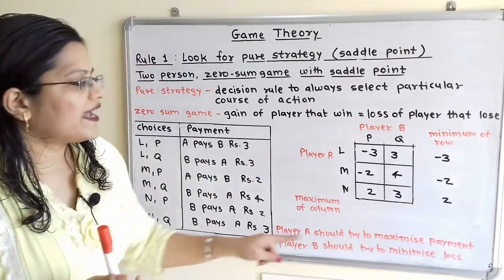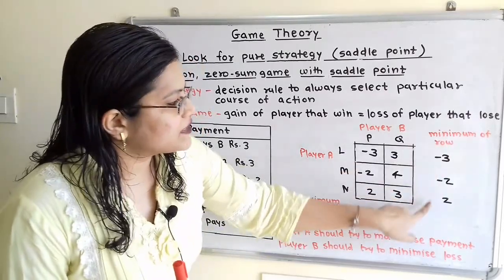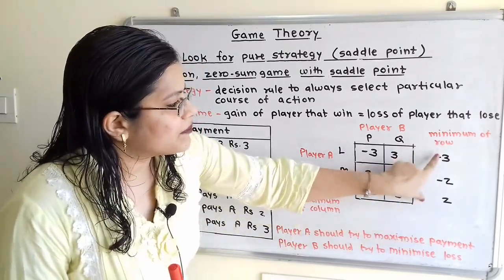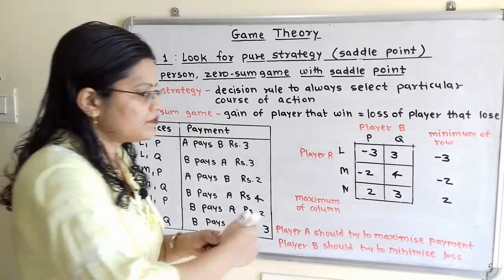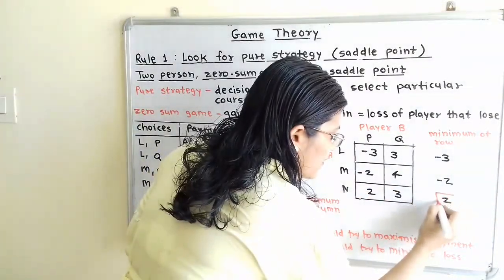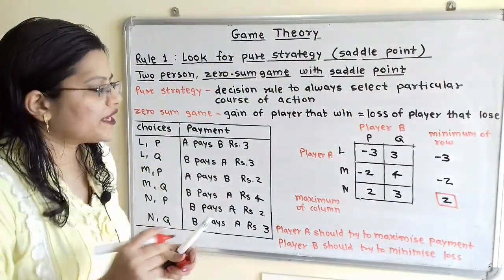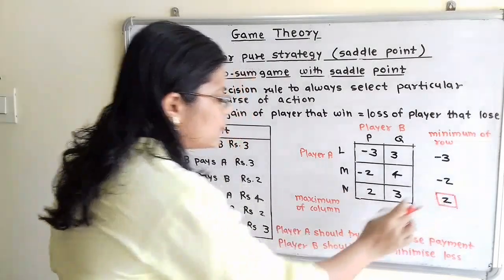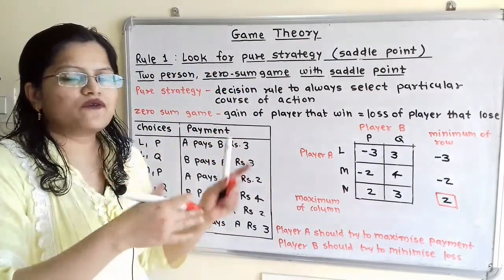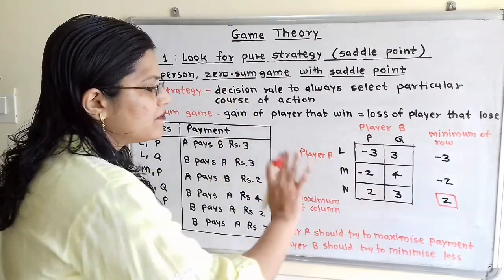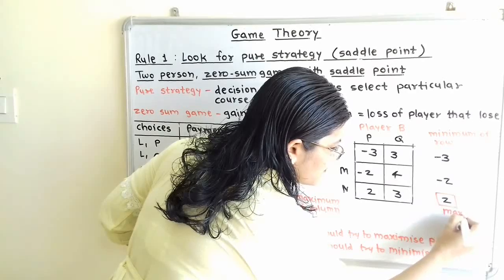Now we have to select the maximum amount. So in between the minimum of each row, the maximum value is 2. So I will make the bracket here. So here we can say that this value is maximin, that is the maximum amount from the selected minimum values. So I will write here, this will be maximin.